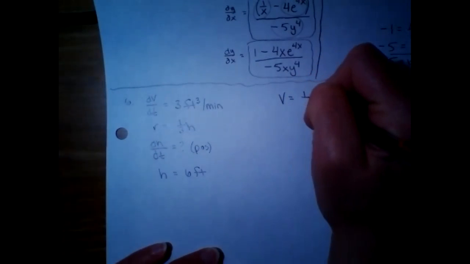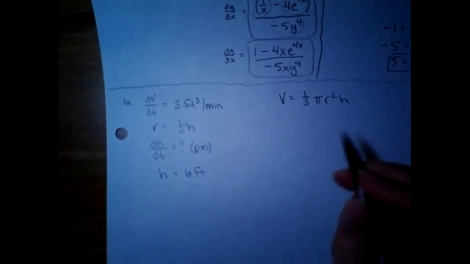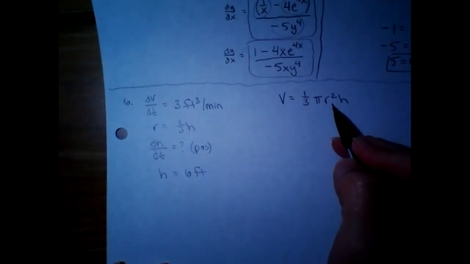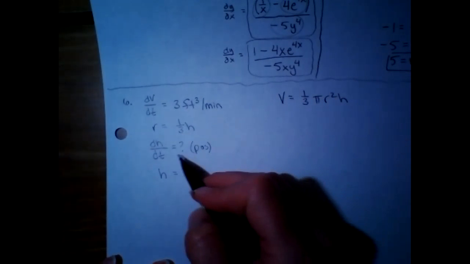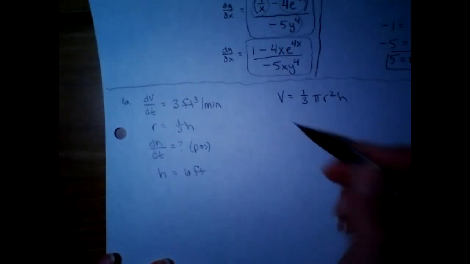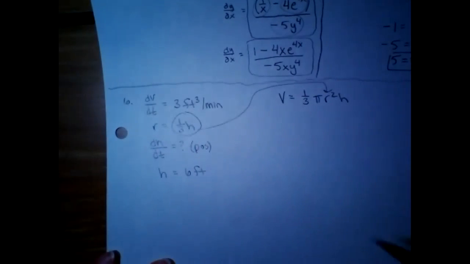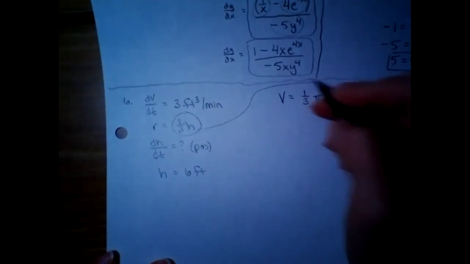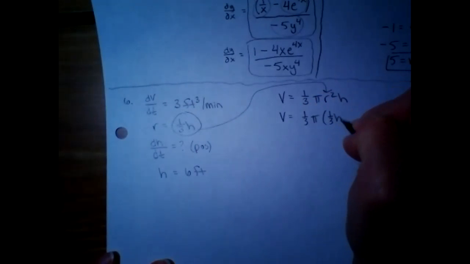Here's the formula that was given to you. And the problem is we have an R and we have an H. So we need to get rid of R because we do not have any information about that. We have information about the height, but we don't have any information about the radius. So I'm going to plug in this 1/3 H for R. So I'm going to take out R and put in 1/3 H.